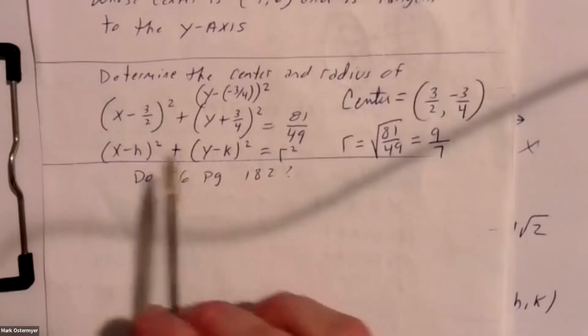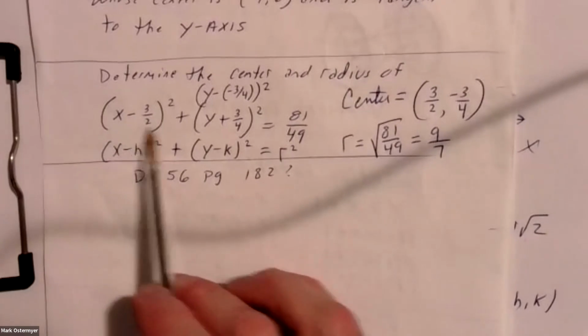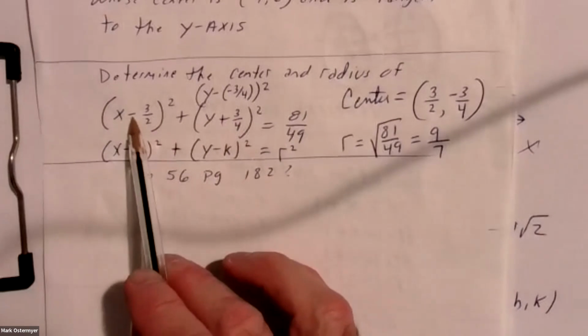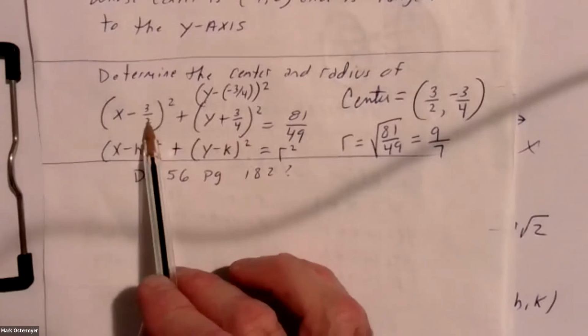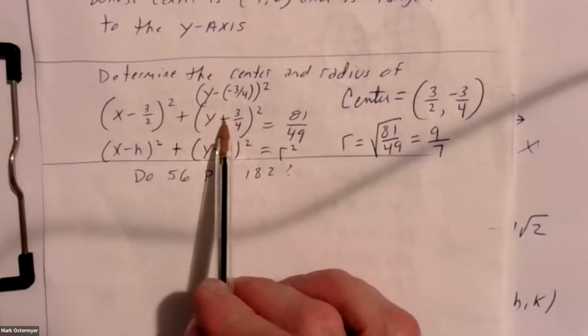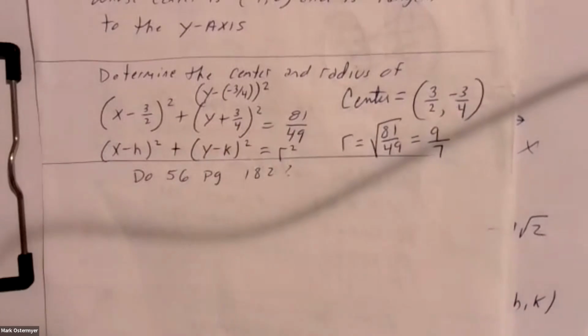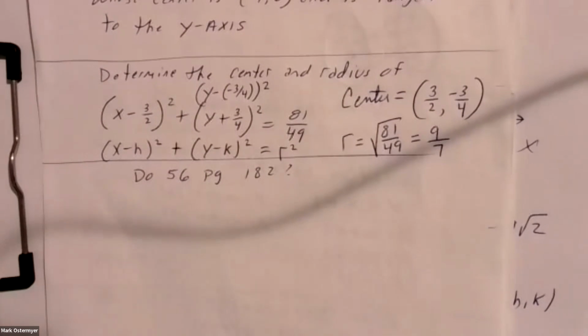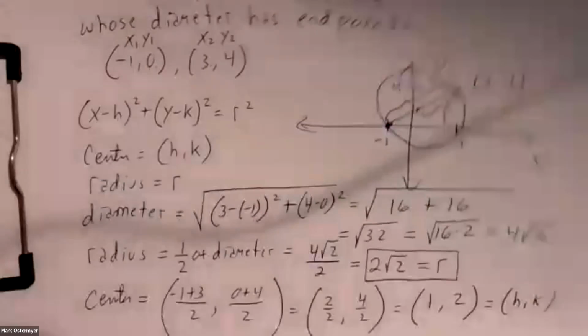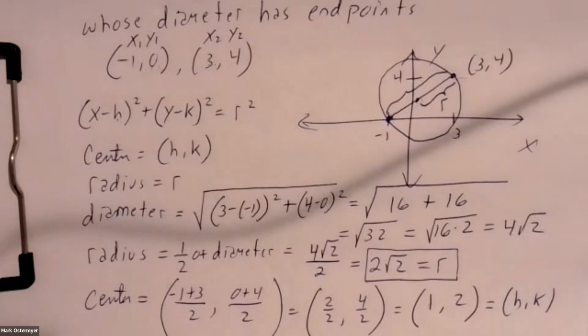Easy way to remember it is the coordinate of your center point always has the opposite sign of what is here. So if this is a minus sign, that's why our X coordinate is positive. This is a positive sign. That's why our Y coordinate is negative. Okay. All right, any other questions about circles there? That's about all I want to say about circles.